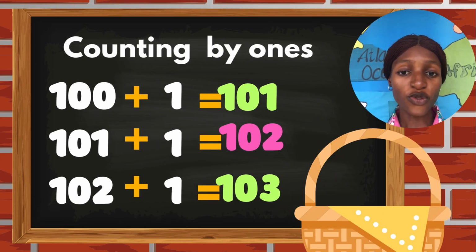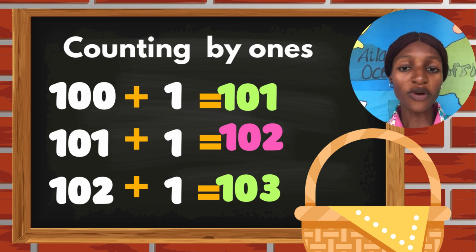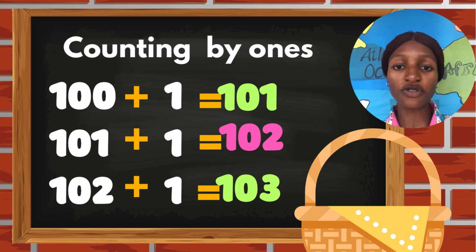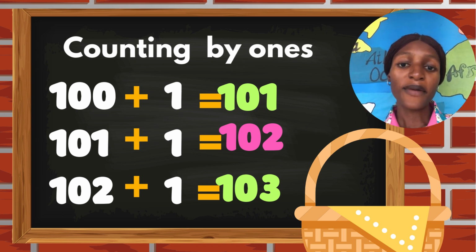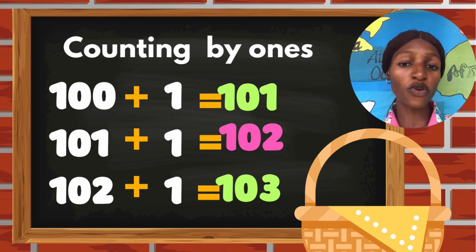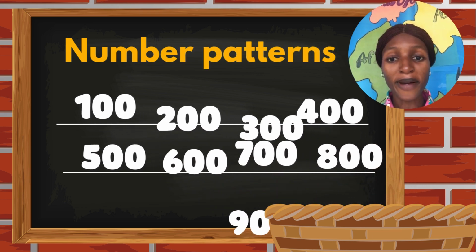Now counting by adding 1. When you add 1 to 100, it will give you 101. And when you add 1 to 101, it gives you 102. Likewise, when you add 1 to 102, it will give you 103.